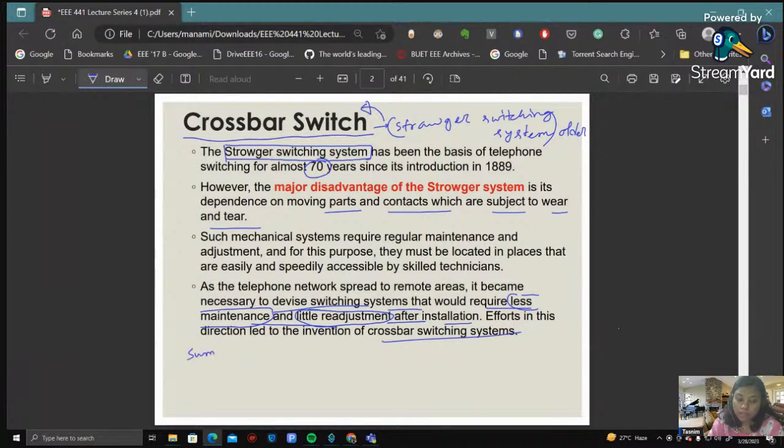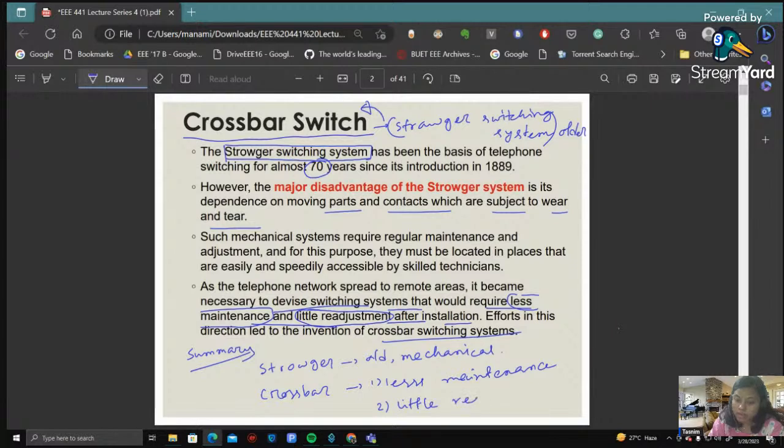So, a little summary of this slide: we had a Strowger switching system, but it's old, it requires lots of mechanical maintenance, and it's tough to navigate because of the moving parts and contacts. So for the improvement, the crossbar, which certainly meets the following requirements: one is less maintenance, and one is the readjustments for the distant network, obviously.